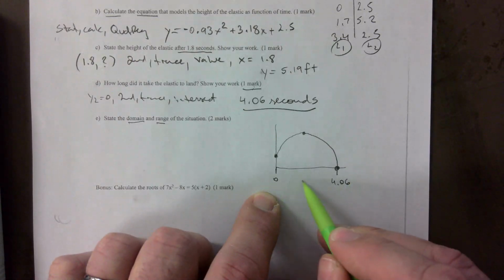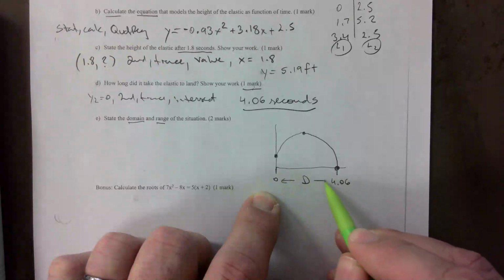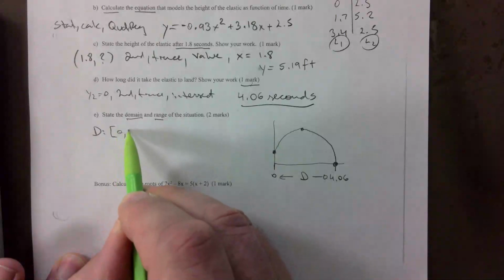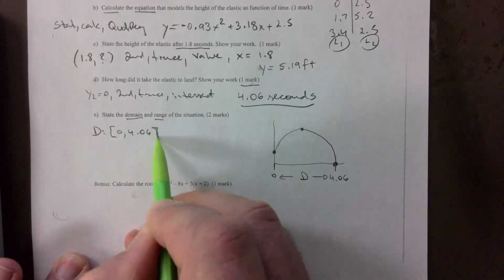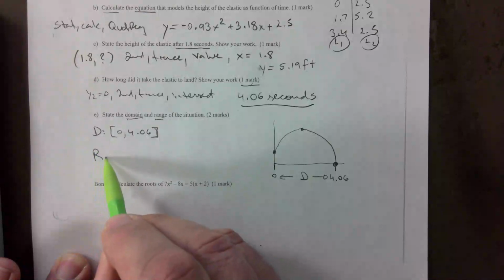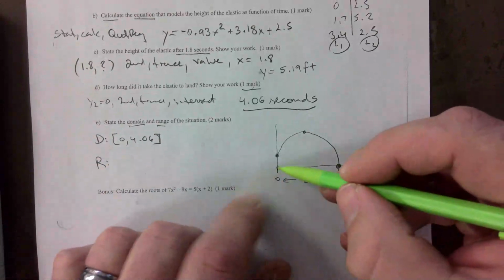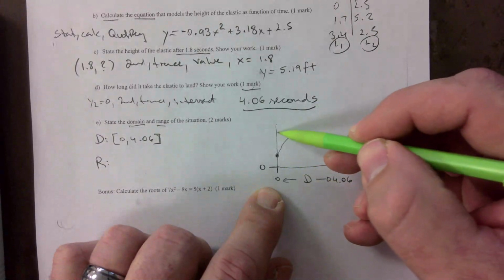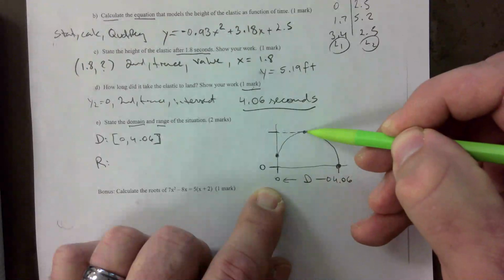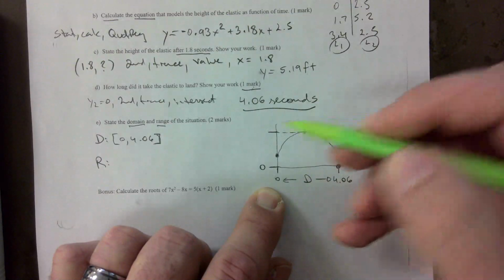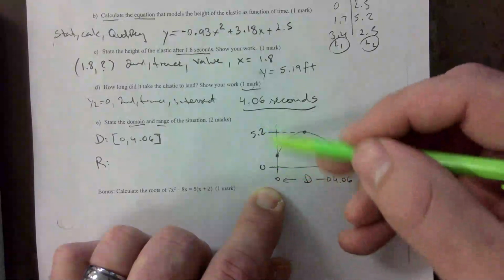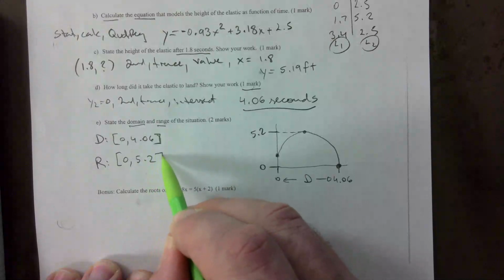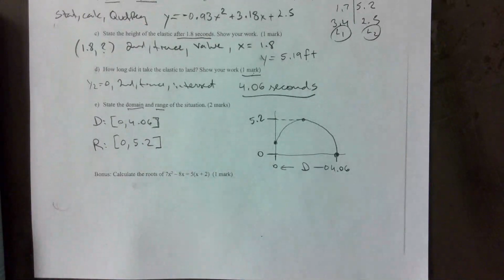This is our domain. Our domain goes from here to here, so let's go ahead and do that: 0 to 4.06. And my range, the lowest it ever gets to is 0 because it hits the ground, and the highest it ever goes to is the vertex, which we know is 5.2, the highest y value. So my range should have been 0 to 5.2.